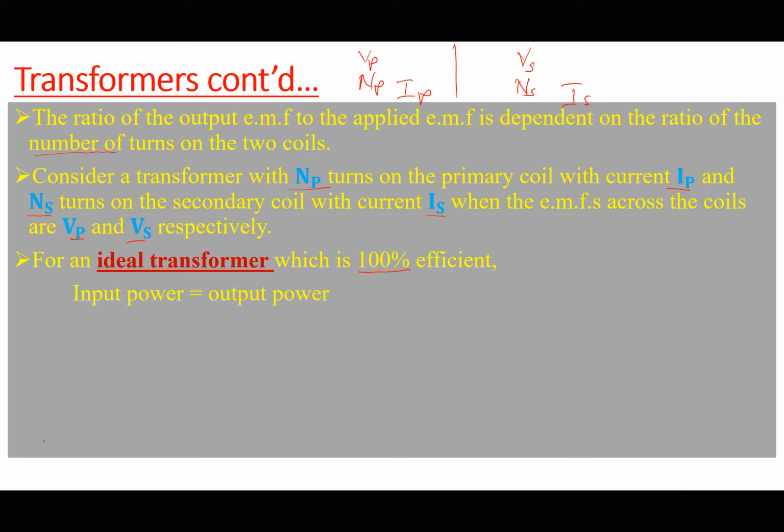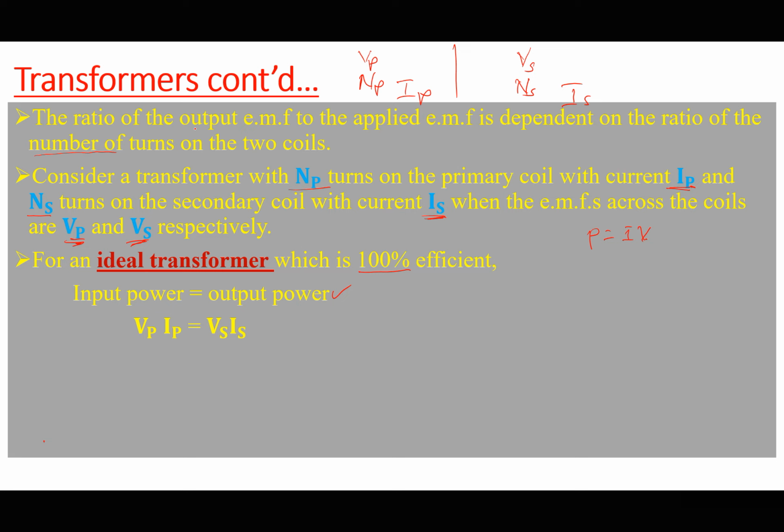So when someone asks you to define what you understand by an ideal transformer, it is the one in which the input power is equal to the output power, giving it an efficiency of 100%. Remember, by definition, power is energy over time, or electrical power is given by I times V. So if the input power is equal to the output power, the input power is the current in the primary times the voltage in the primary. The output power is the current in the secondary times the voltage in the secondary. Therefore, VpIp is equal to VsIs.